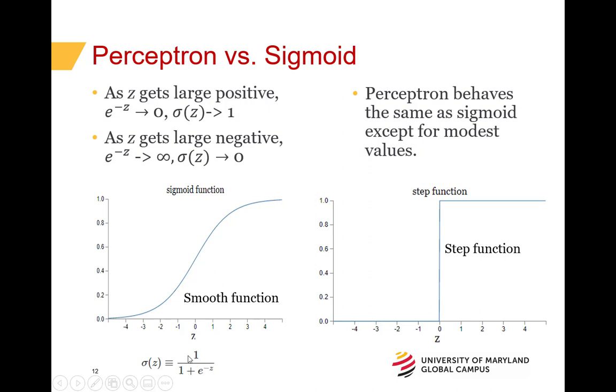So for large values of positive z, you approach 1. On the other hand, for large negative values, minus of negative z becomes a very large positive. It approaches infinity. And so 1 over a very large number approaches 0. So for large negative values, it becomes 0. Obviously, in the step function, we just compare it to a threshold value, and anything below the threshold is one class, and becomes the other class otherwise. So those are the main differences between a perceptron and a sigmoid.